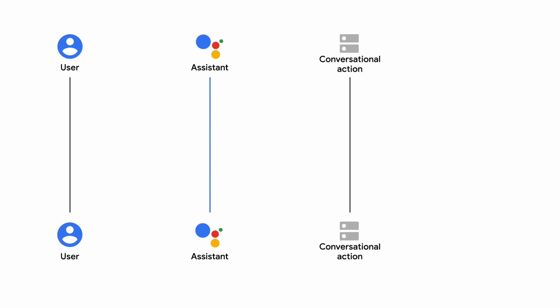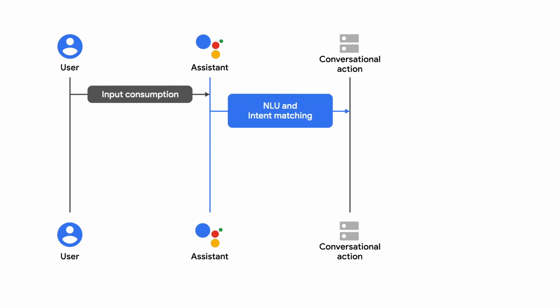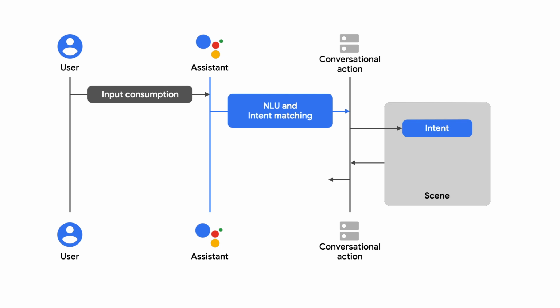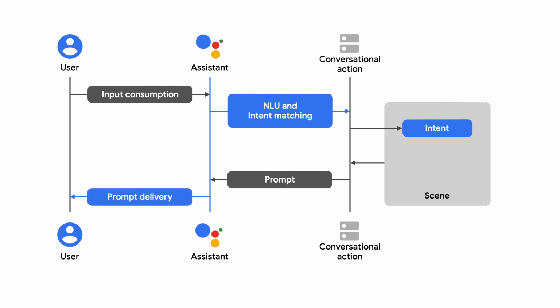Farewell. Now that we know what we're going to be building, let's go over how the conversational actions work. After your action is invoked, the user's input goes to the Google Assistant, where natural language understanding, or NLU, is applied. Then the Google Assistant sends that data of the slot or intent matching to your action. Then the action generates a prompt and sends that to the Google Assistant, and the Google Assistant sends that to the user. This back and forth continues until either the user or the action ends the conversation.